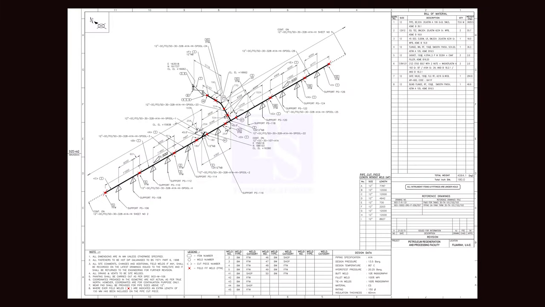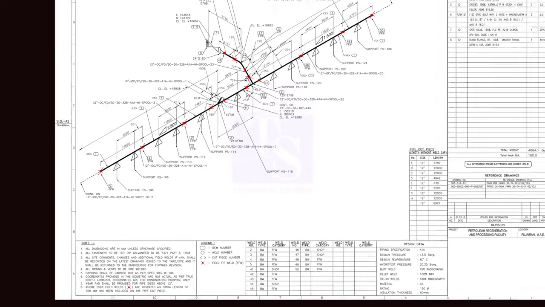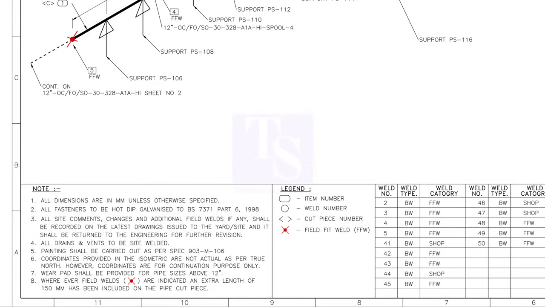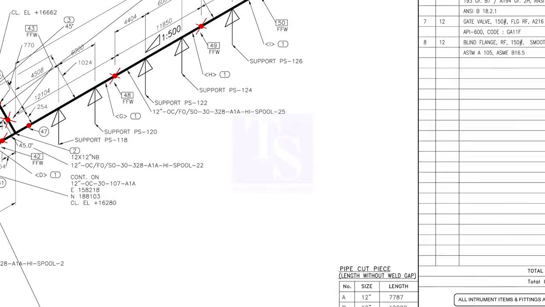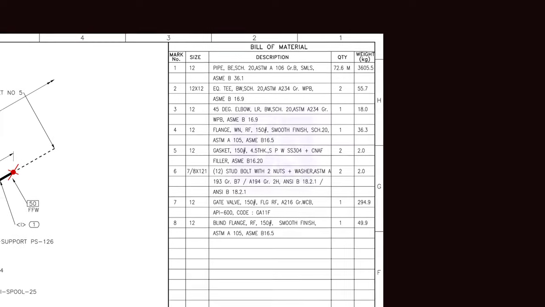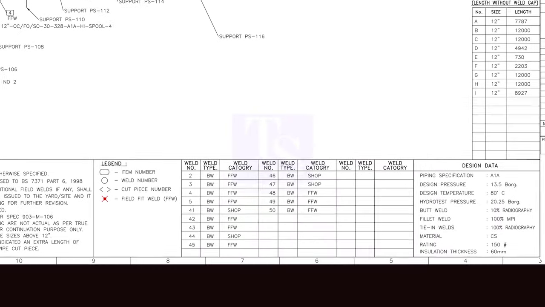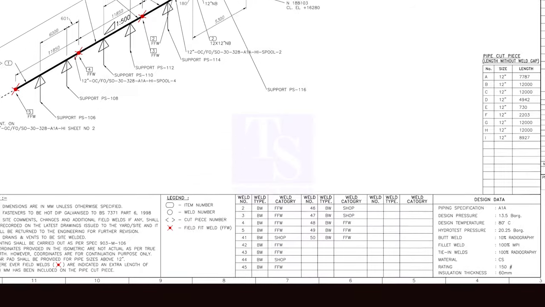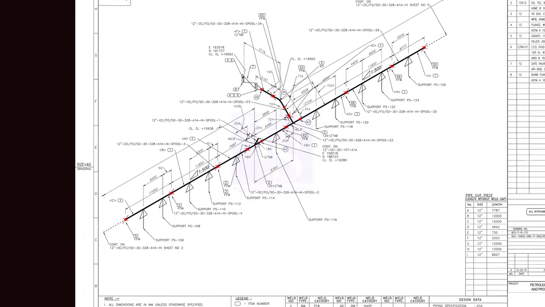It is very important to read the notes given in the drawing before starting any fabrication or erection process. After reading the notes, go to the material list. Check the size of the pipe and the fittings. I had already explained these terms and shortcuts in my previous videos. Let us discuss pipe slope to save the time.